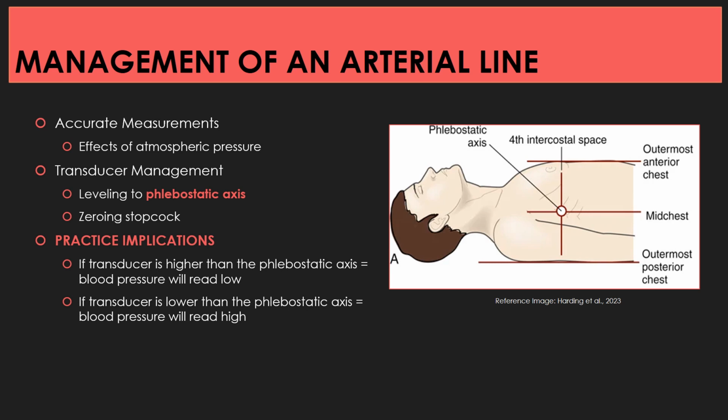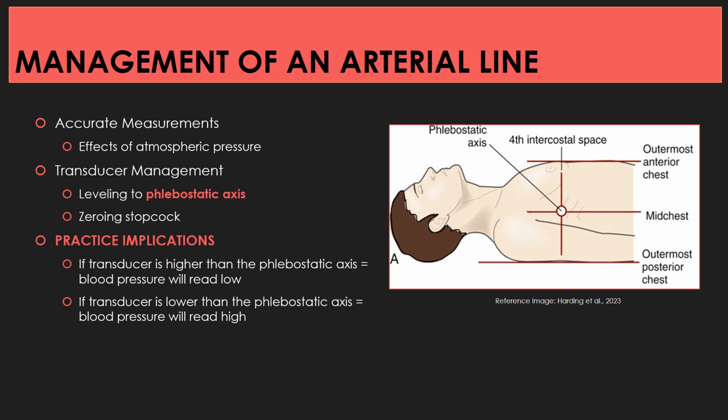We first have to level our transducer to the phlebostatic axis. The phlebostatic axis is a well-defined landmark for intracardiac pressure. And you can see on this image, the phlebostatic axis is about mid-chest and about at the fourth intercostal space. Once you have leveled your transducer to the phlebostatic axis, we will then zero our line. You should zero the transducer at the beginning of your shift, or if we move the patient, like if we move them to the chair, we should re-zero.